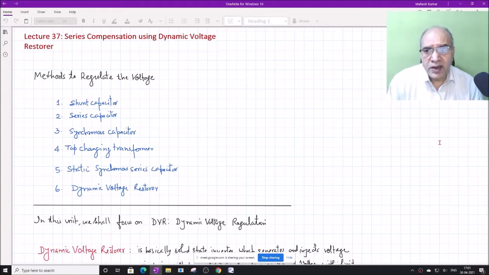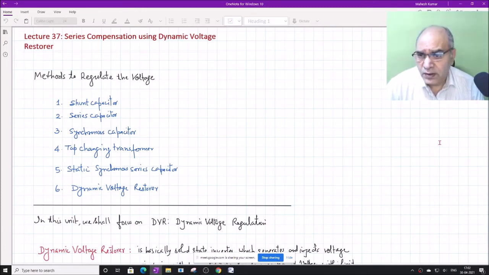Now the main objective of the DVR is basically the voltage compensation, or you can say voltage regulation of the load bus. It could be of a distribution bus or any point where we want to regulate the voltage where the critical or sensitive load is connected. Okay. Now there are various methods to regulate the voltage.